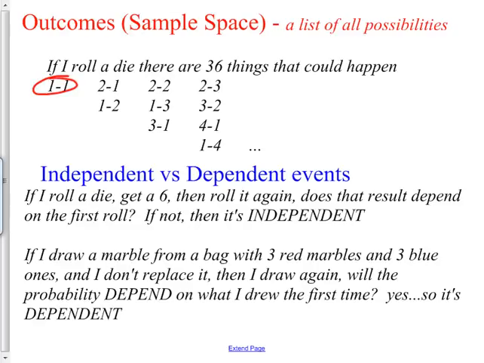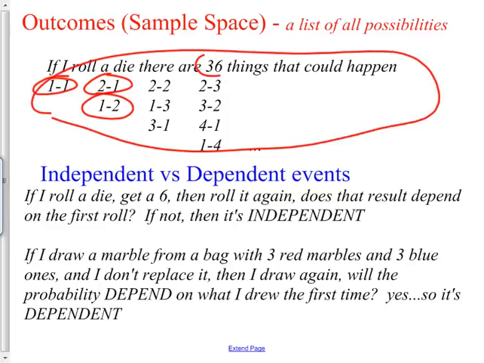If we make a list of all of them, there would be things like this. I could get a 1 and a 1. I could get a 2 and a 1. I could get a 1 and a 2. If I made a list of all of them, there would be 36 things that could happen. And do you know which one comes up the most? 7. There are lots of combinations that make a 7.